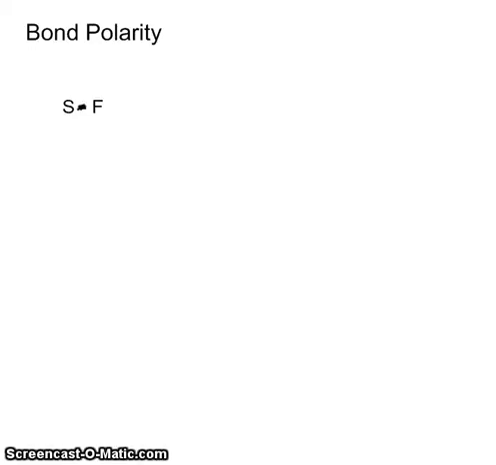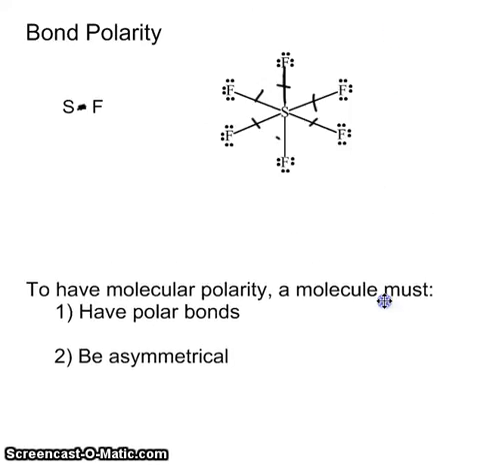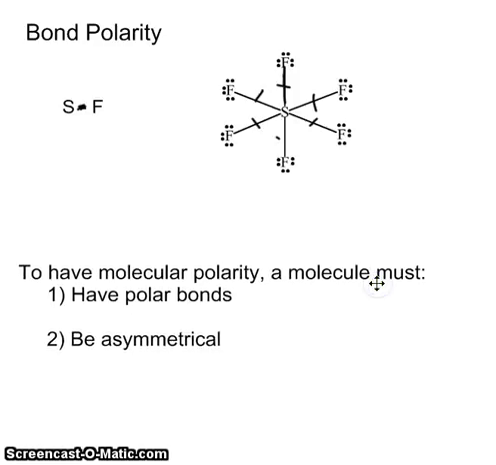But when we're talking about molecules, now we're talking about a group of bonds that exist between a whole group of atoms. So here we have to consider more than just the single sulfur-fluorine bond. Here we have to consider 1, 2, 3, 4, 5, 6, and their arrangement in three-dimensional space to determine whether that whole molecule is polar. Now, there are two qualities that a molecule must have in order for it to be polar. A molecule must have polar bonds, and it must be asymmetrical.